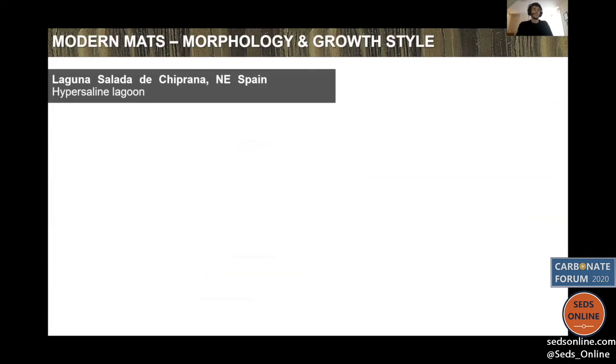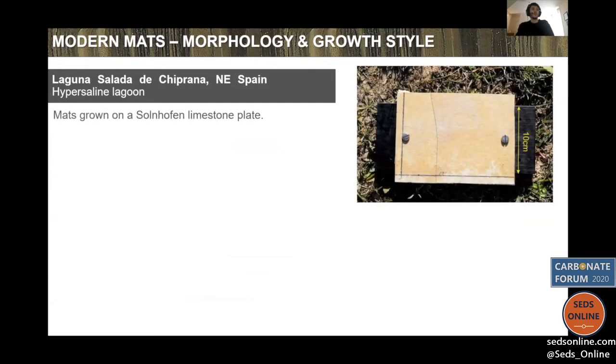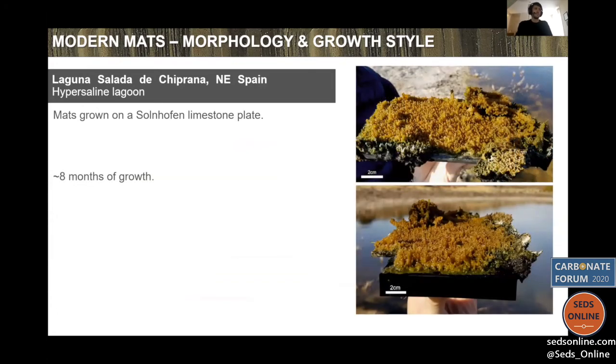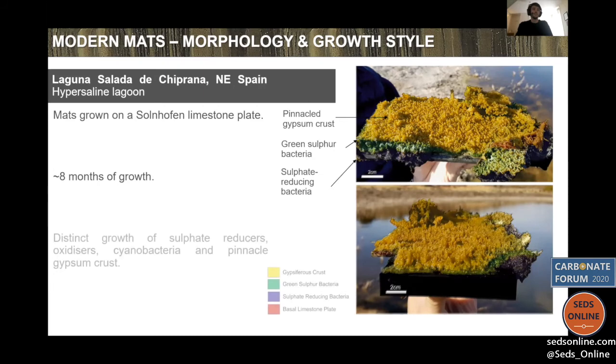I'm going to go into some details on some of the work we've been doing on Laguna Salada Chiprana, which is a hypersaline lagoon in northeast Spain. One of the main things we've been doing is growing microbial mats on Solnhofen limestone plates. We placed these into the lake, I think in March last year, and after 8 months, this is what we see. Quite a nice growth of this top gypsum crust, this pinnacle gypsum crust. Green sulfur bacteria below that, and then this black layer at the base, which is characterized predominantly by sulfate-reducing bacteria.